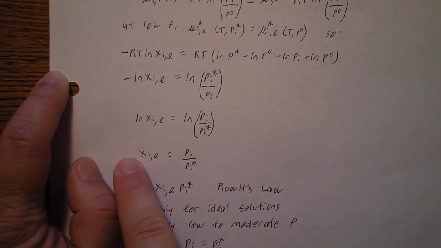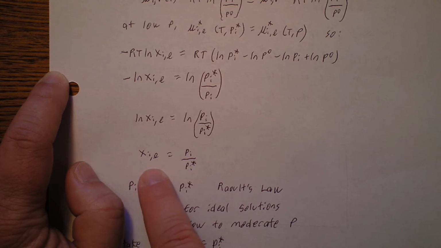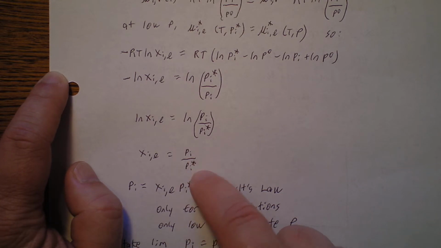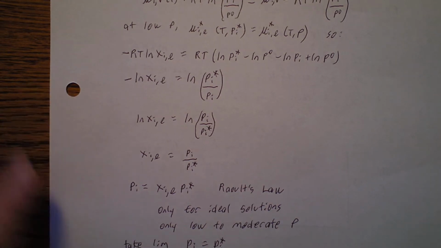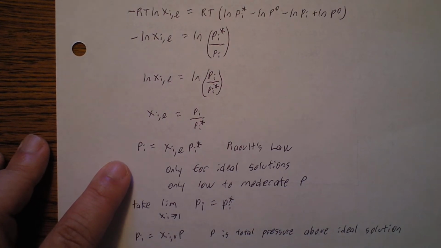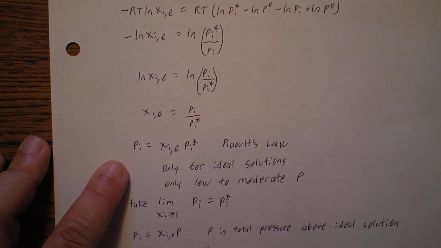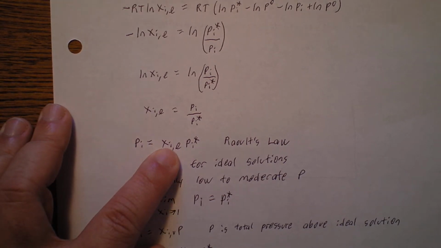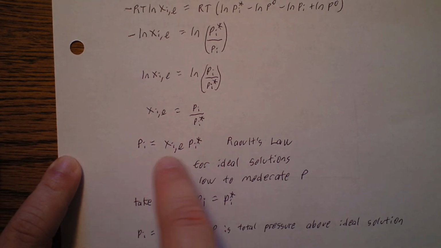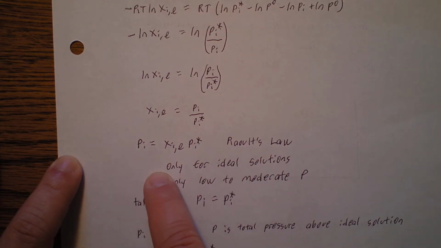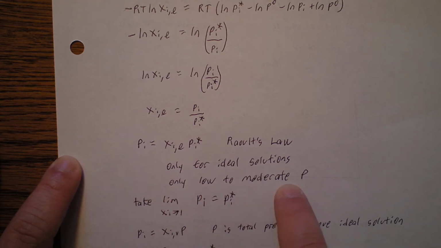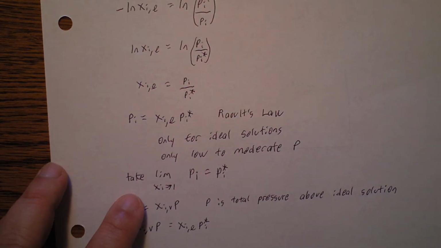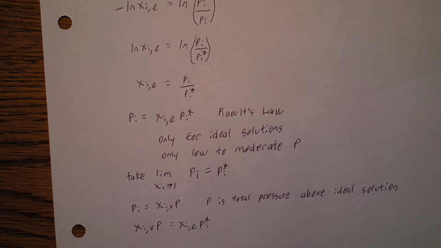So we get that the mole fraction of substance I in the liquid form is just equal to the partial pressure of the substance I divided by the partial pressure of the substance I in the unmixed state. And then solve for P_I, we get the partial pressure of the substance I is equal to the mole fraction of the substance I in the liquid form times the partial pressure of the substance I unmixed. This equation here is important. It's called Raoult's law. Now this is only true for ideal solutions, and it's only true at low to moderate pressures. Now what happens if we take the limit as the mole fraction of I approaches 1?